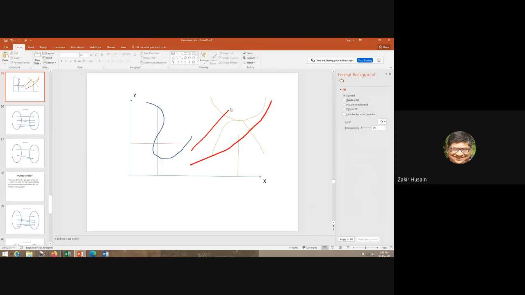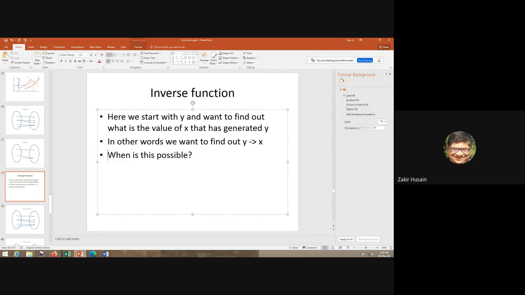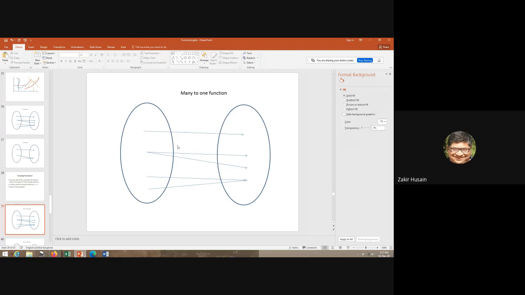What type of mapping is this? The red lines. One to one, sir. So if you have one-to-one functions, or rather one-to-one mapping, we can generate what we call inverse functions. So y equal to x minus 1 will become x equal to y plus 1. Basically, the function and its inverse both have to be one to one.